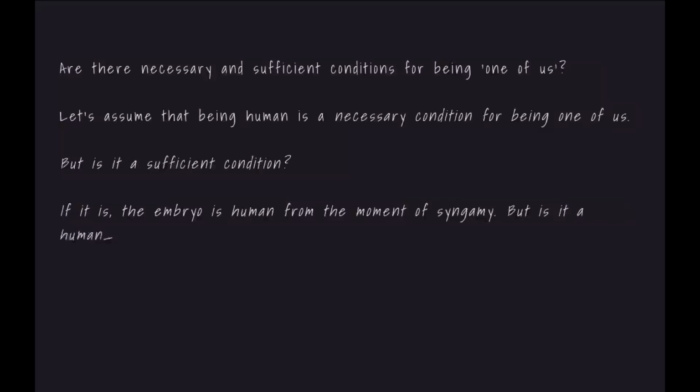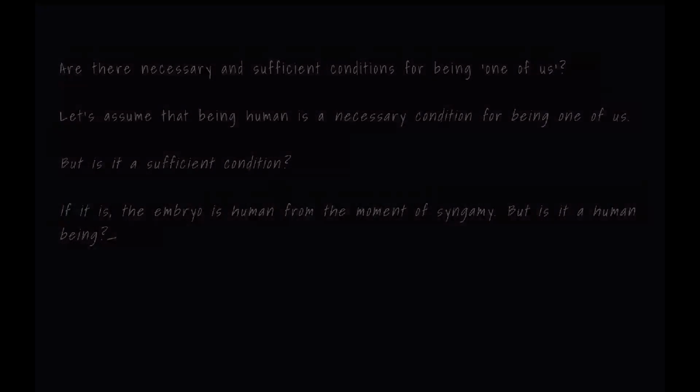Is this the whole story? Apparently not, because some have argued that being human does not suffice for being one of us. Instead, it has been pointed out that the necessary condition for being one of us is to be a human being. So then we have a slightly different argument. Let's look at sub-argument 2, which is part of argument 1. Sub-argument 2 goes as follows. Premise 1. It is a necessary condition of being one of us that a thing be a human being.